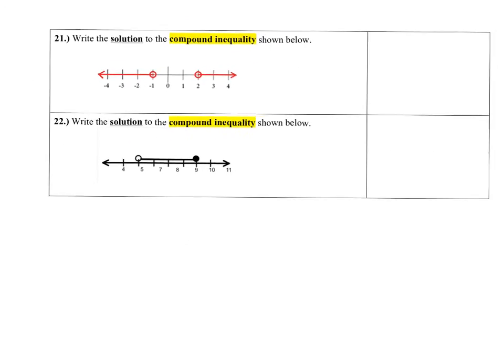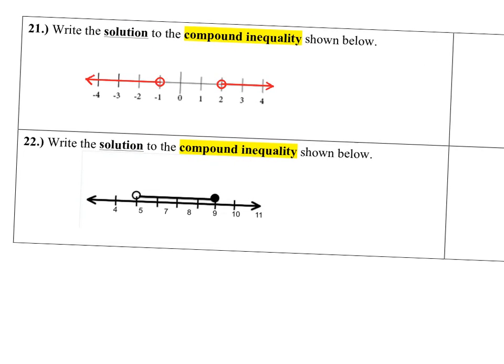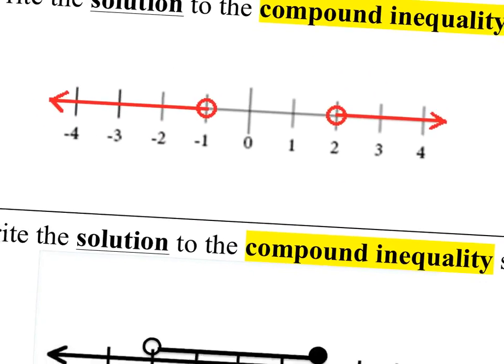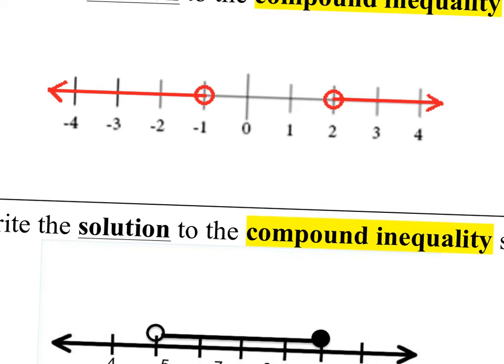The last two questions are going to ask you to write solutions. Now, remember that a solution is the answers to an inequality that would, quote, satisfy the inequality or make it true. Here they show you visually the solutions, and they want you to tell me what the compound inequality would be. First of all, you can look at the numbers they're referring to. What are the numbers? Negative 1 and 2.